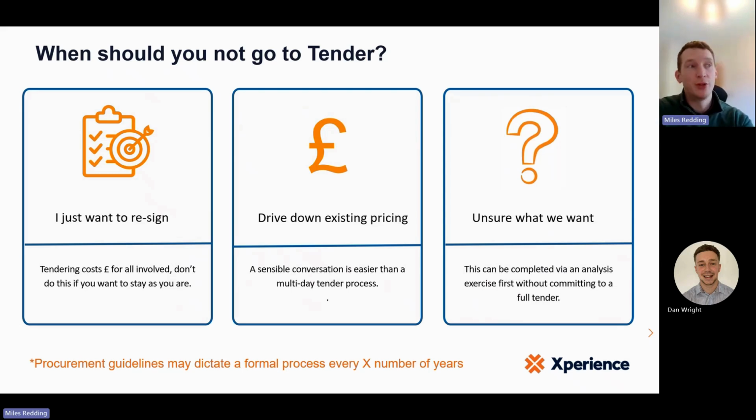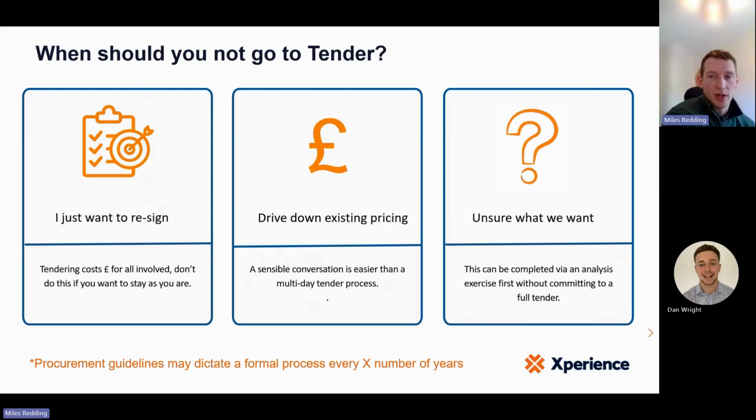Secondly, if the goal is just to reduce the price, you may have to go to market if your incumbent's not willing to get to the point that you want to. But a sensible conversation in the first iteration is absolutely going to be the path of far less resistance than running a really heavy procurement process or tender process to achieve the outcome.